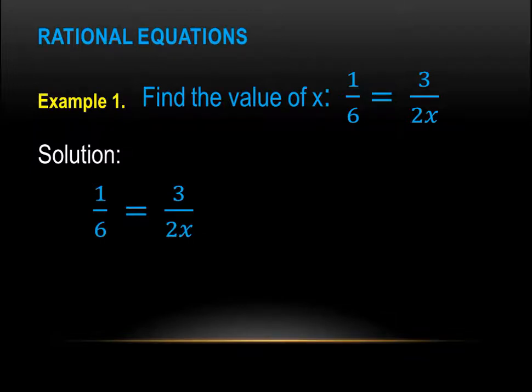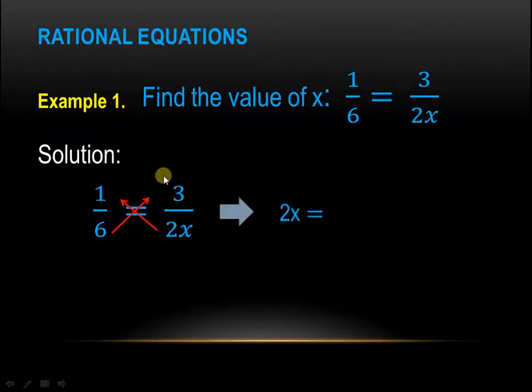What do I mean by that? We're just going to cross the denominator of one side to the numerator on the other side. Take note that when we do the cross multiplication, just make sure that each side is already in rational form. Okay? So, what will happen?